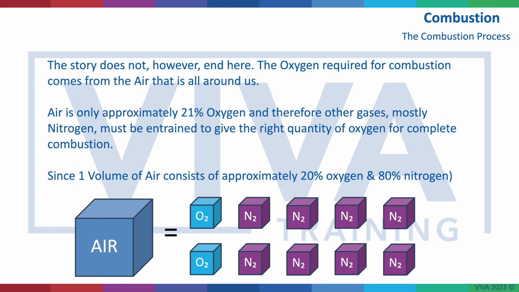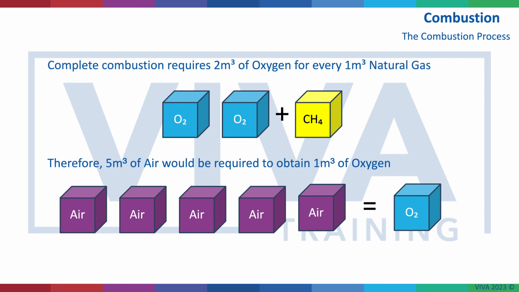Air, as we've just said, is made up of roughly 20% oxygen, 80% nitrogen. It's actually 21, but to make the maths simple, we say 20%. So from now on, we're going to talk about 20% oxygen from air. That's what we're looking at. So for 2 cubic metres of oxygen, for every 1 cubic metre, we would need 5 cubic metres of air. So that's why we need 10 cubic metres for the 2 cubic metres.